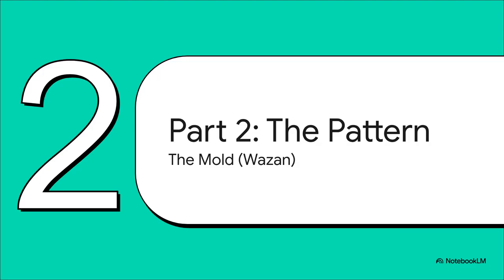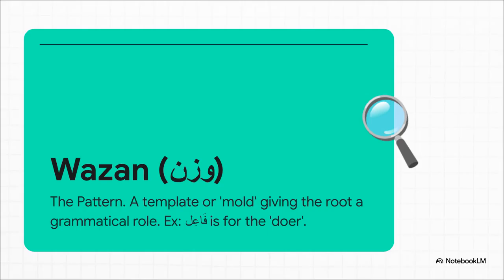All right, so if the root is the flavor, we obviously need a mold to give it some shape, to give it a purpose. And in Arabic, that mold is the wazan. The wazan is basically a template, a pattern of vowels and sometimes some extra consonants that just wraps itself around the root. And this template isn't random. It has a very specific grammatical job. For instance, the pattern Fe'l always means the one who does the action. It's the mold for creating the doer of any verb.